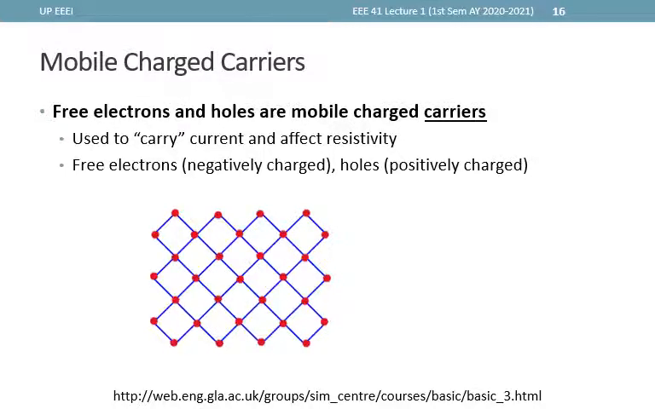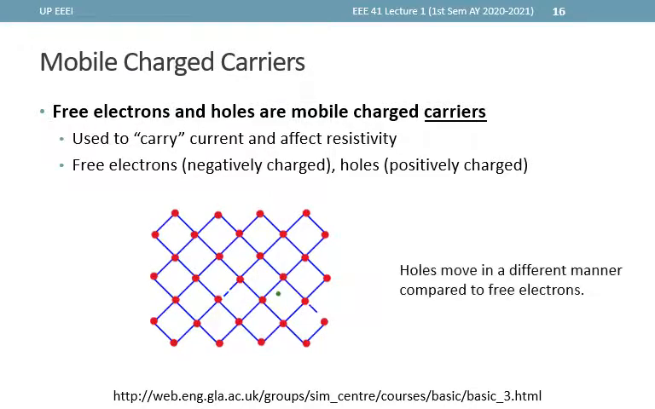So for our carriers, the free electrons are negatively charged, whereas holes, where there are actually missing electrons, are considered positively charged. So if you look at this GIF here, the holes move in a different manner compared to free electrons. Why is that so? Because free electrons can actually move freely around the semiconductor crystal, whereas holes, being the absence of electrons, are only limited to where the original covalent electrons should be. That is depicted by the blue lines shifting from one direction to another.